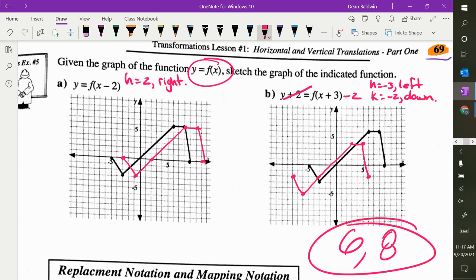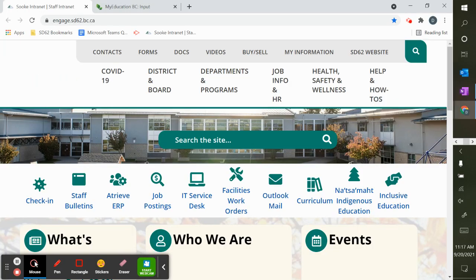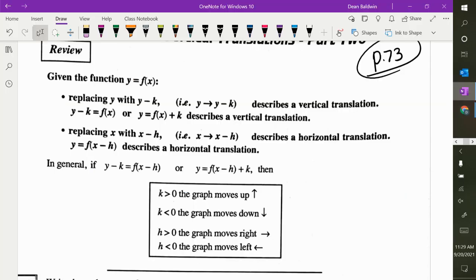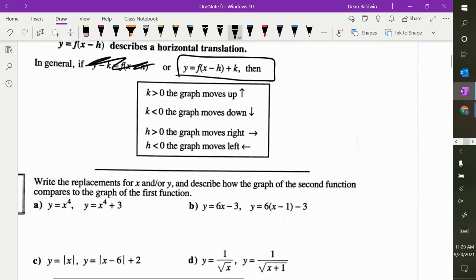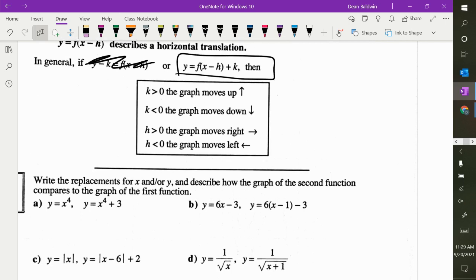6 and 8, please. So, up to this point, we've done H and K. All right? There's our formula. This formula will expand. There's other letters that we're going to add into it. But for right now, it's just H and K. H moves it horizontally, and K moves it vertically. Okay, and we've only applied it to sort of general functions, f of x.